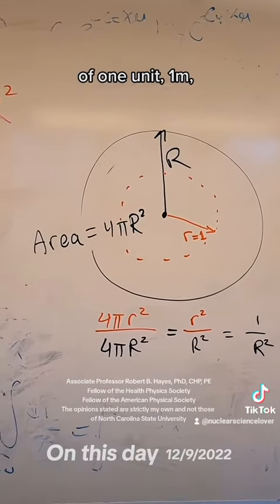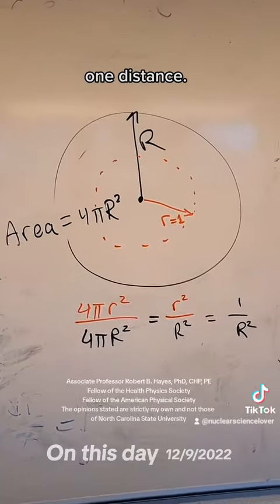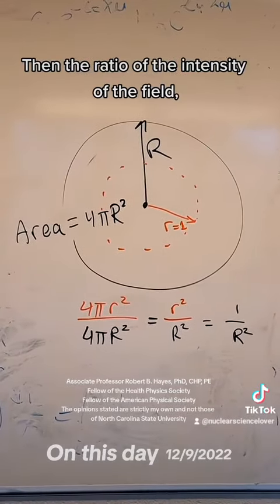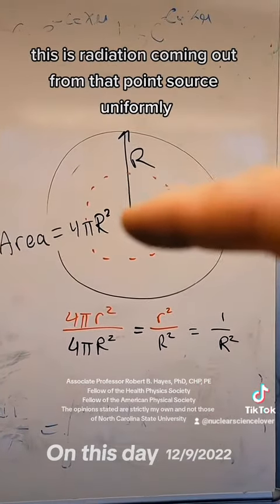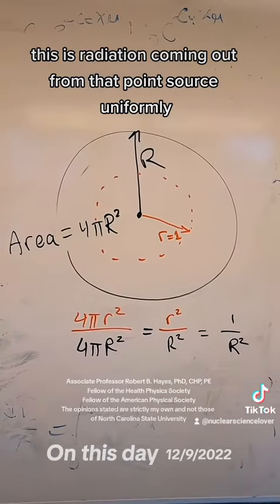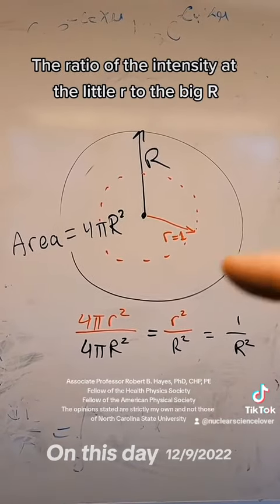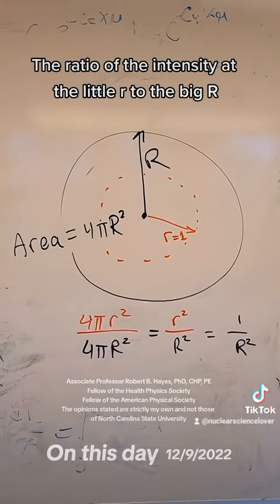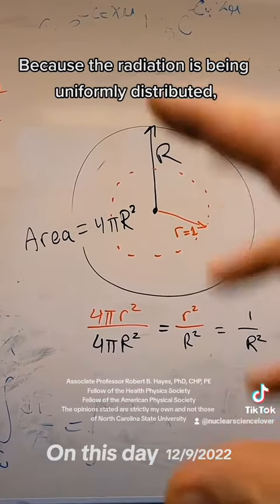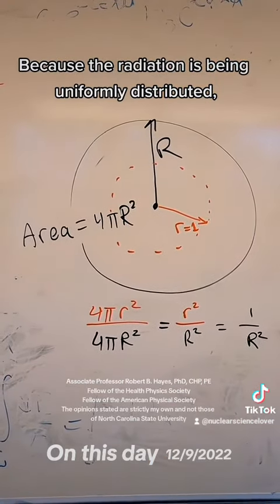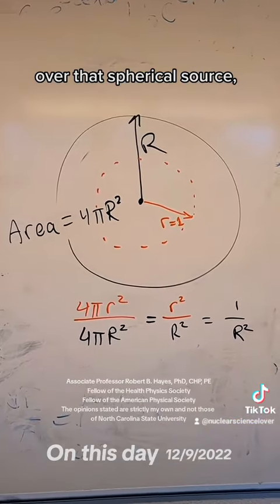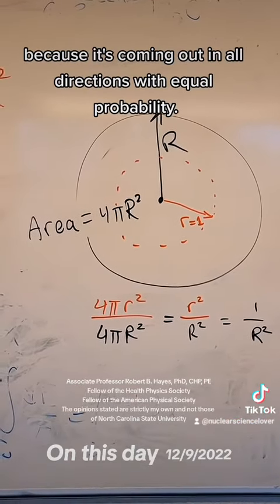that might have a radius, say, of 1 unit, 1 meter, 1 light year, 1 distance, then the ratio of the intensity of the field, this is radiation coming out from that point source uniformly, the ratio of the intensity at the little r to the big R is just the ratio of the surfaces, because the radiation is being uniformly distributed over that spherical source, because it's coming out in all directions with equal probability.